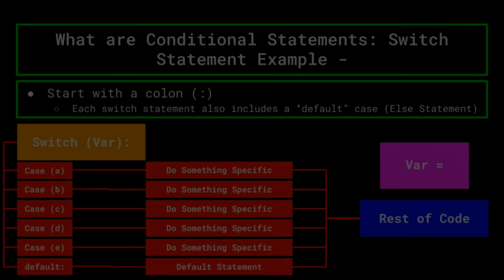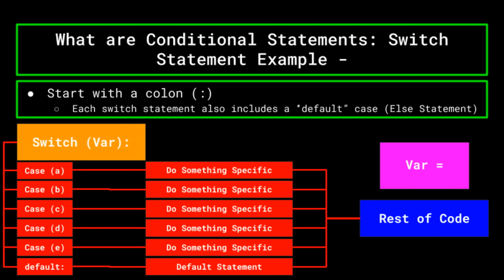For instance, if we wrote switch var, and then under it we could write out 5 cases that the variable var could be, and then the instructions listed under each case would be carried out if the var variable would be equal to that case. Now switch statements are different since instead of using brackets, they use a colon to signify the start of a set of instructions and a break statement to end them.